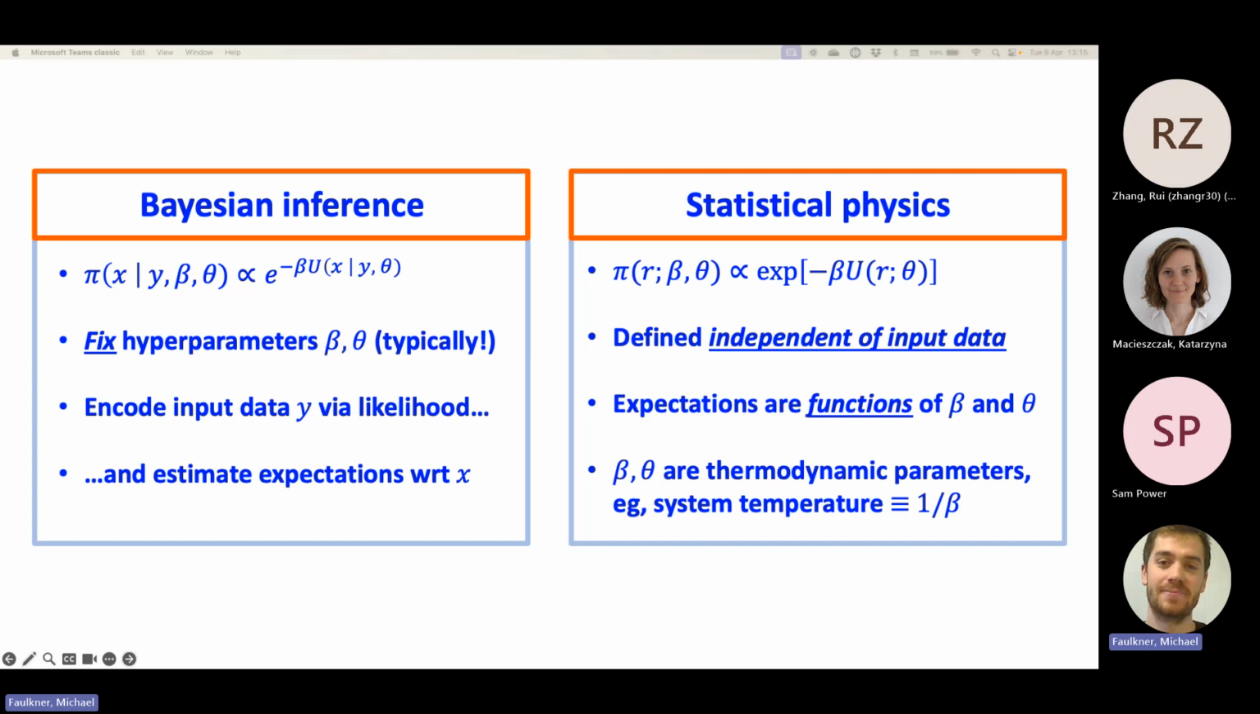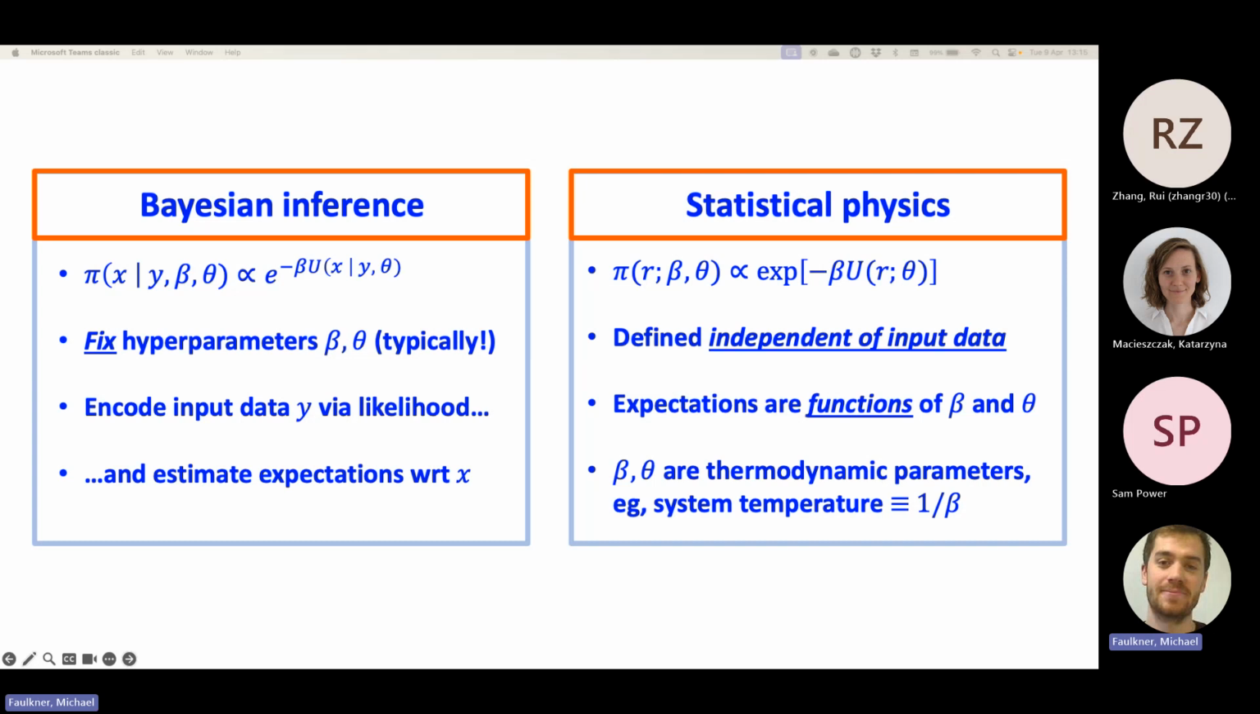Sometimes I know that you don't always just fix beta and theta, so you might include that in X essentially, if you're sampling over it. However, in statistical physics, models are typically defined independent of input data, and expectations are instead studied as functions of the hyperparameters beta and theta. So as I said before, these beta and theta become what we call thermodynamic parameters, where, as I said before, this beta is the inverse temperature.